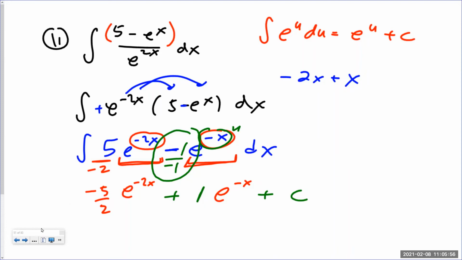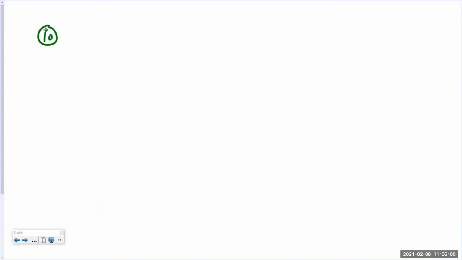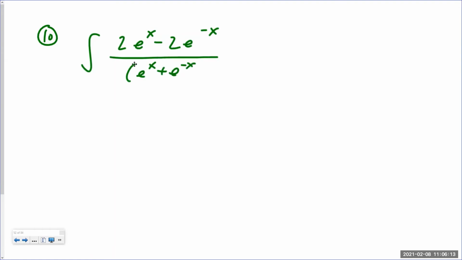Number 10, okay. Number 10 is 2e to the x minus 2e to the negative x over e to the x plus e to the negative x, all over 2.